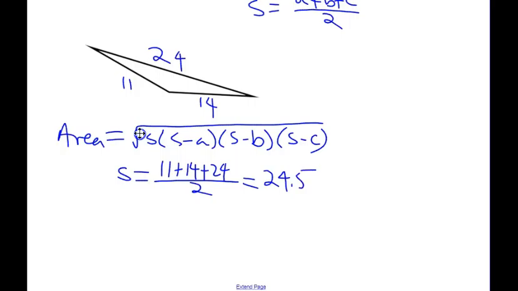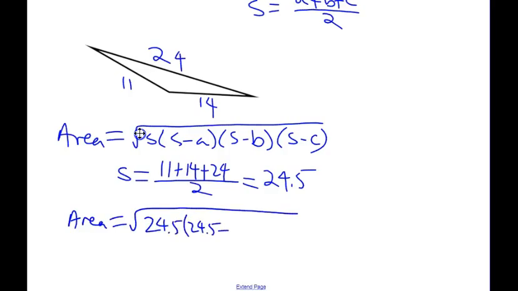So that's my semi-perimeter. So the area is simply the square root of 24.5 times 24.5 minus the first side. And it doesn't matter which side you use, say 24, times 24.5 minus the second side, which is, say, 14, times 24.5 minus the third side, which is 11. Okay?